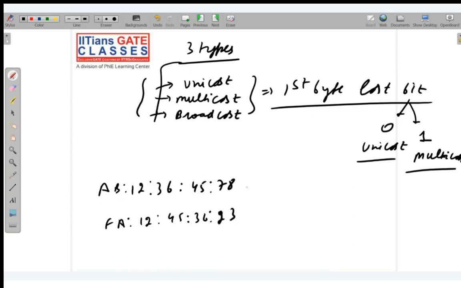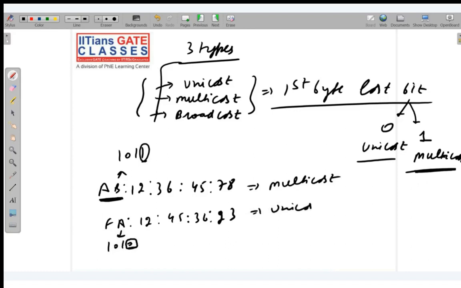Okay, so how will you check whether this address is unicast or multicast? You have to check the first byte, last bit. For B, what will you write? B is 1011, so the last bit is 1. 1 means multicast, so you will say this is a multicast address. Here you have A. A means 1010. So the last bit is 0, so you will say it is unicast. Please let me know if anybody is facing any difficulty. No, sir. Understanding it, sir.